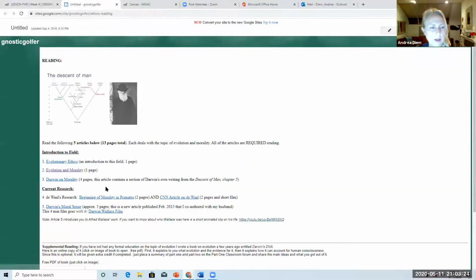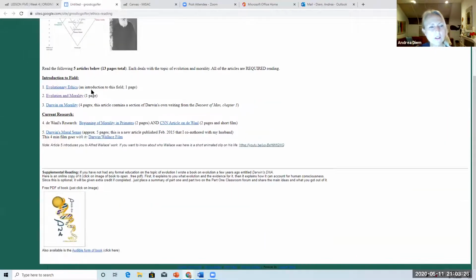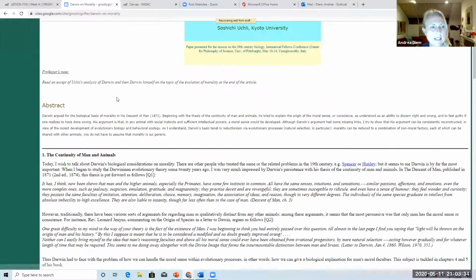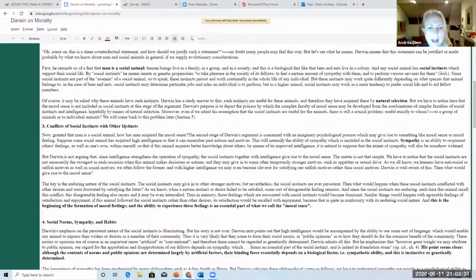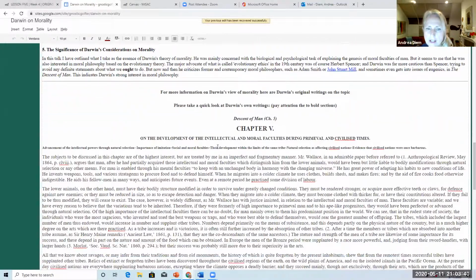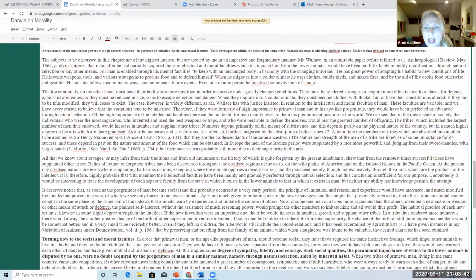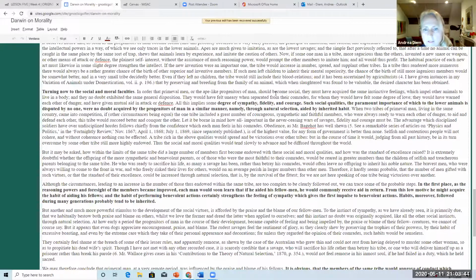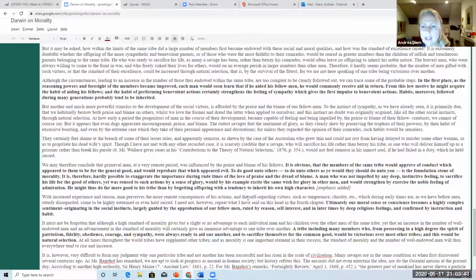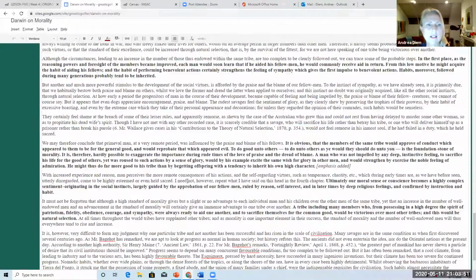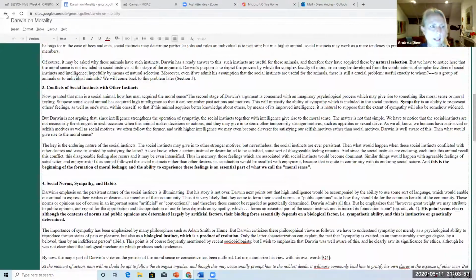Required reading, what do we have? We have small little articles, like one page. This is the article on Darwin on morality. This is an article explaining Darwin's Descent of Man, and here is actually his Descent of Man. Here are the actual writings by Darwin, and I highlight in bold a lot of very important ideas if you want to read those. I made a conscious effort to highlight some key ideas of where he's really explaining evolutionary ethics.